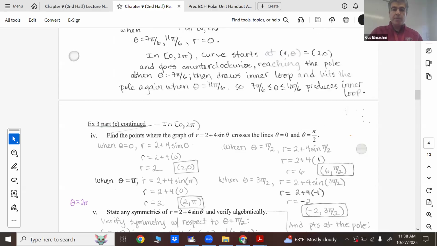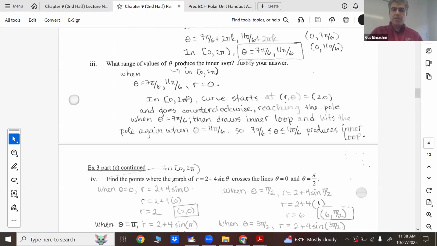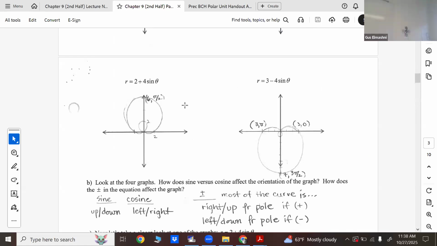By the way, the top of the inner loop, right here, even though this is at theta equals pi over 2, it was actually at 3 pi over 2. Remember, we're at 0. You trace, you get to pi. The little dip is from pi to 7 pi over 6. Now, before I finish off, what's happening between 7 pi over 6 and 11 pi over 6? 3 pi over 2.